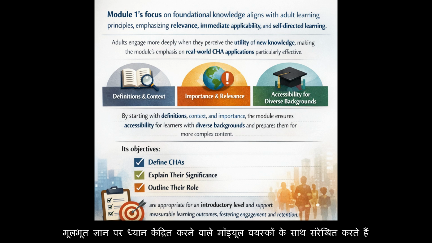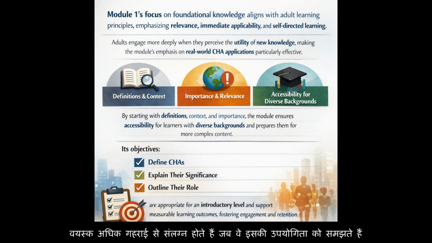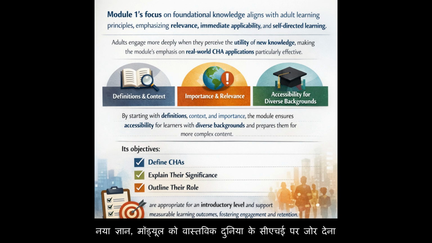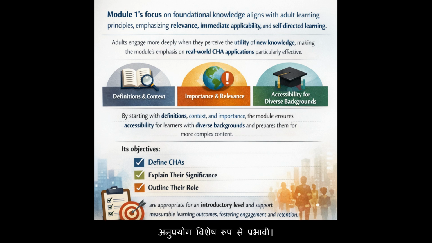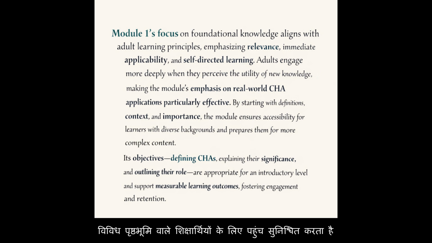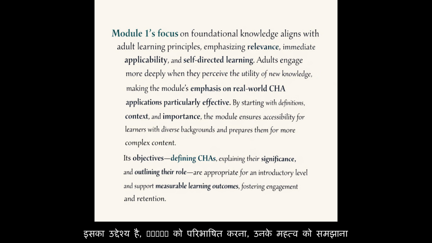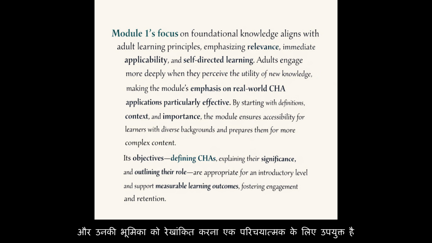Module 1's focus on foundational knowledge aligns with adult learning principles, emphasizing relevance, immediate applicability, and self-directed learning. Adults engage more deeply when they perceive the utility of new knowledge, making the module's emphasis on real-world CHA applications particularly effective. By starting with definitions, context, and importance, the module ensures accessibility for learners with diverse backgrounds and prepares them for more complex content. Its objectives, defining CHAs, explaining their significance, and outlining their role, are appropriate for an introductory level and support measurable learning outcomes, fostering engagement and retention.